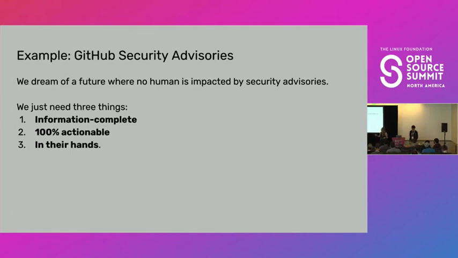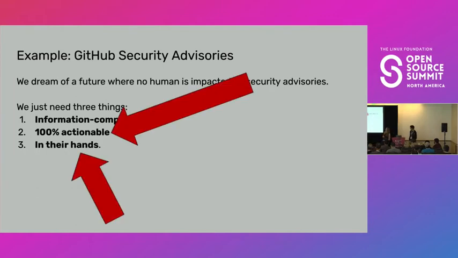And really, when you think about it, it's just three things that you need, just three. So the first is you have to have all of the information, all of it. The second is that it has to be 100% actionable. So whatever information you have, you have to be able to do something with it. And the third one is that you have to put it in people's hands. So it can't just be on the GitHub platform, because we know some of you host your repositories outside of GitHub, and that's okay, nobody's perfect. But we need to make sure that you too can resolve the security problems that you have in your code. And so how does OSV fit into this?